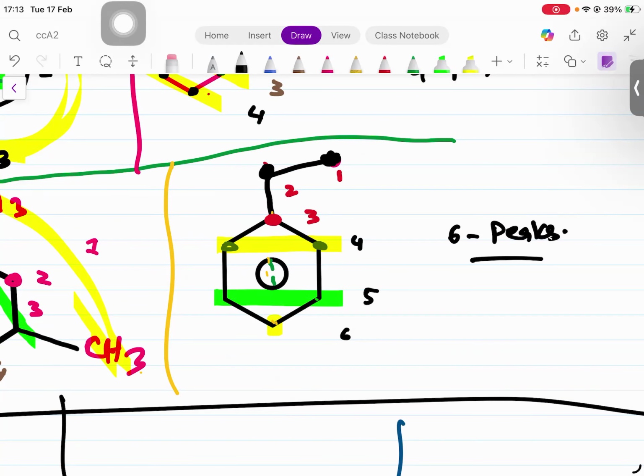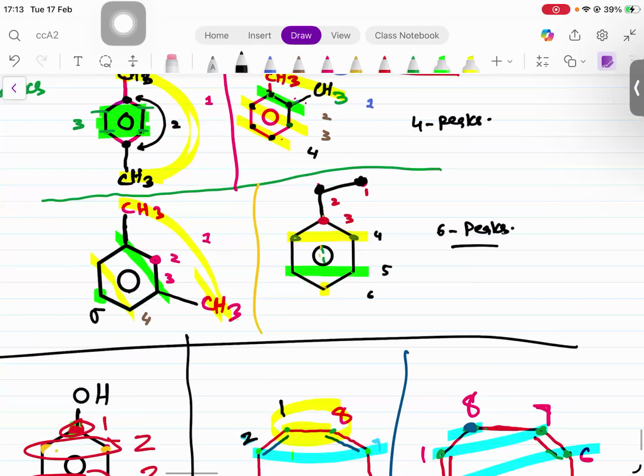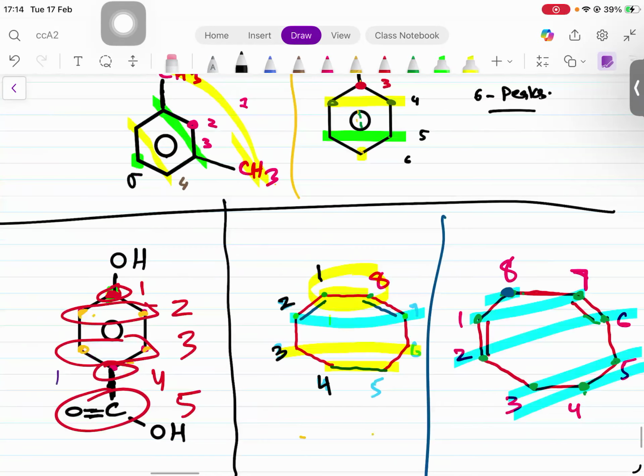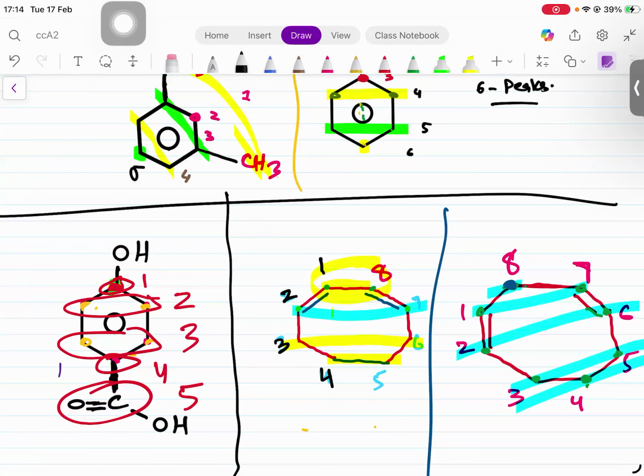You get it? Okay. Okay, we'll continue this. In the next class, we have to draw more peaks and then the questions regarding carbon-13. Thank you.